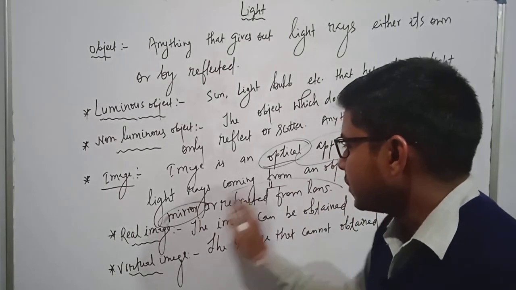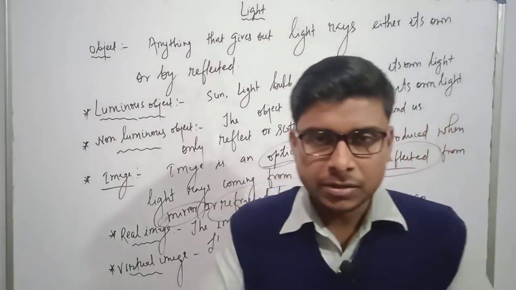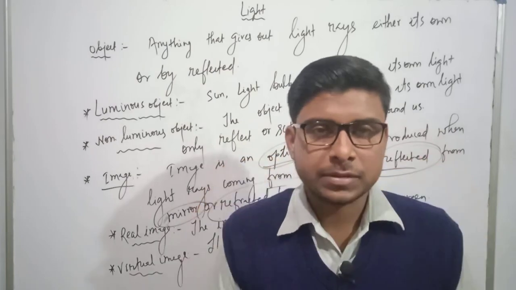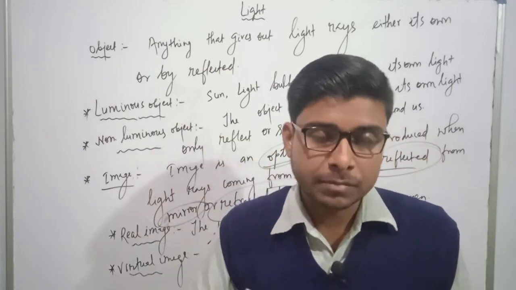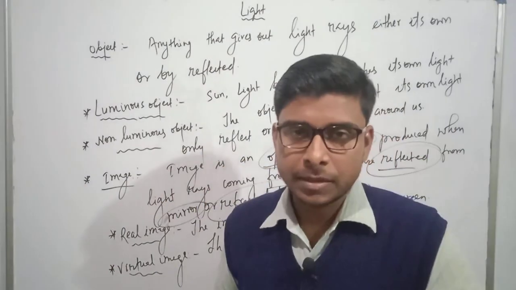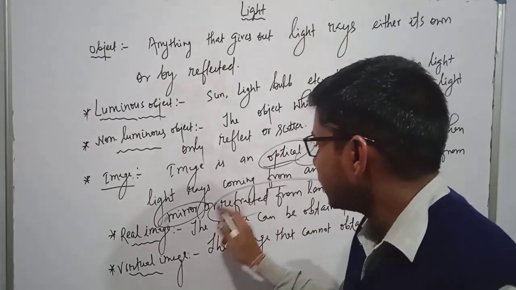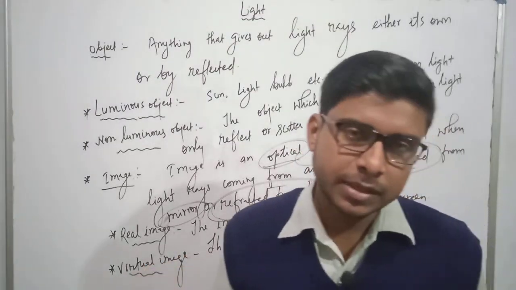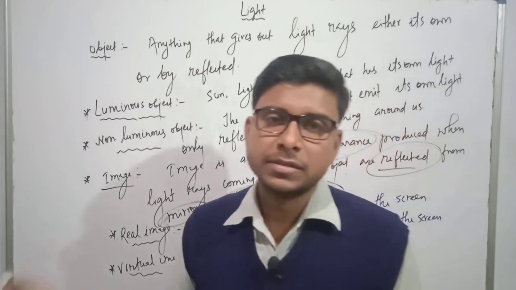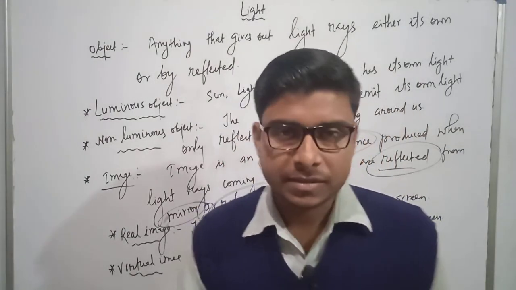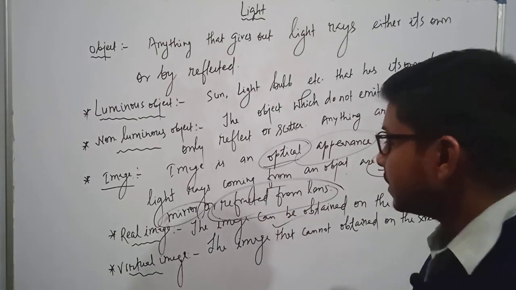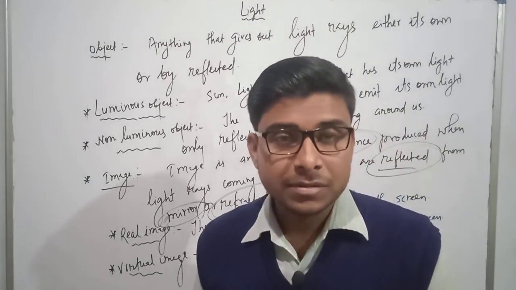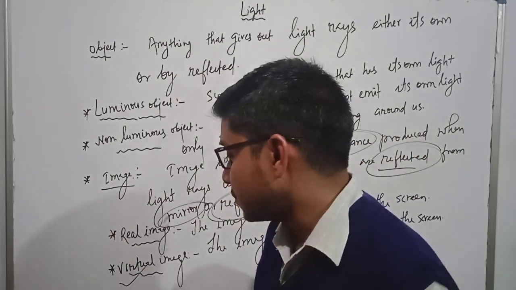Similarly, I can see you because the glasses are present there. Or my video is recorded by using the camera lens because of the refraction of the lens. It means the phenomenon of reflection takes place in the case of mirrors, and refraction takes place in the case of lenses. So next, images are also categorized into two groups: real image and virtual image.